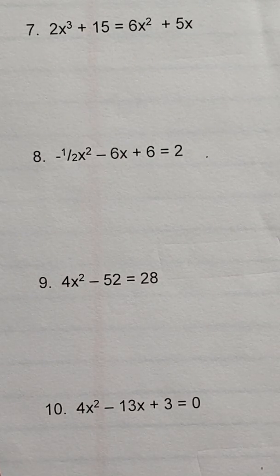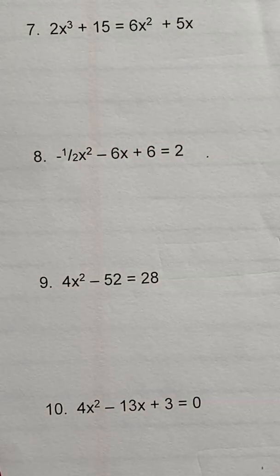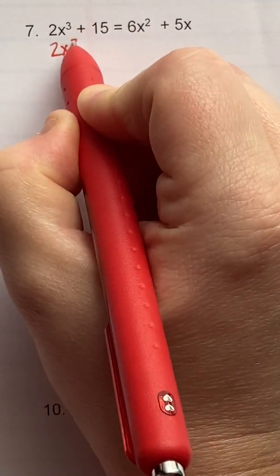All right, now we're going to work the other side of the paper, which is problems 7 through 12. On number 7, my highest power is cubed. So I'm going to push everything to one side and decide how many terms I have to solve this problem. I want to keep my leading coefficient positive. So I'm going to leave this as 2x cubed.